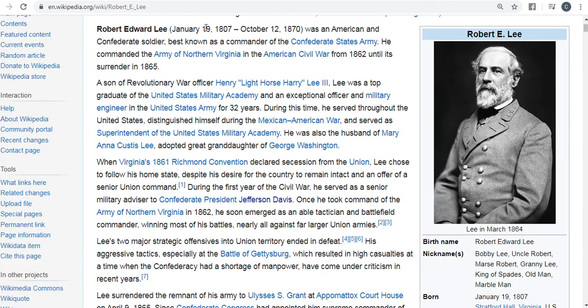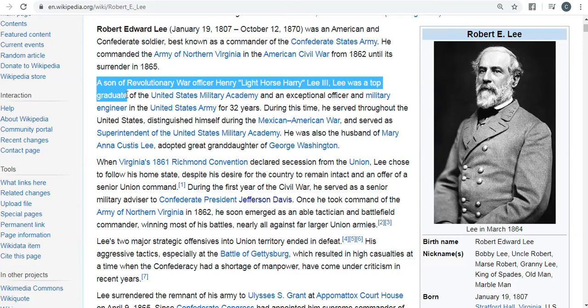He was the son of his father. That's a son means that's who your father was. He was a son of Revolutionary War officer Henry Lighthorse Harry Lee III, who we actually talked about. He was the one who was Washington's cavalry commander, and he fought for General Washington in the Revolutionary War.